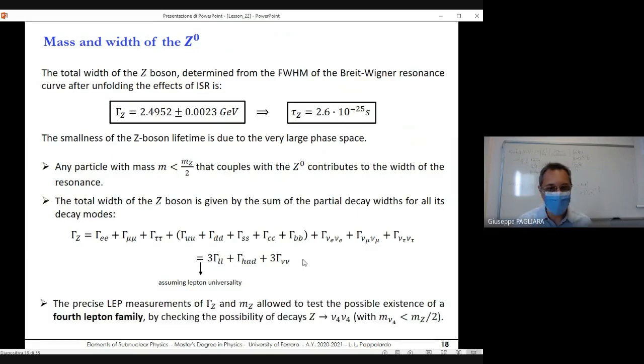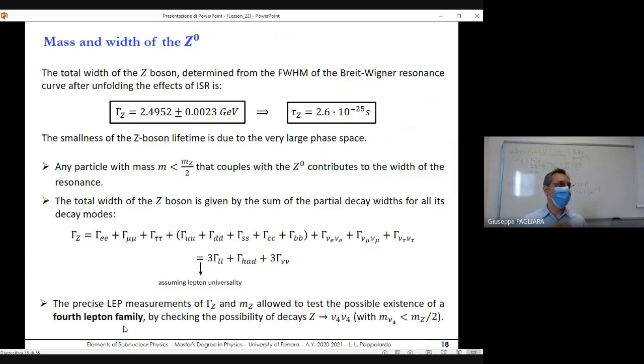Now, the fantastic thing was that the precision reached at LEP on the measurement of the decay width of the Z was high enough to allow for a possible check for a fourth family of leptons. What is the idea behind this?